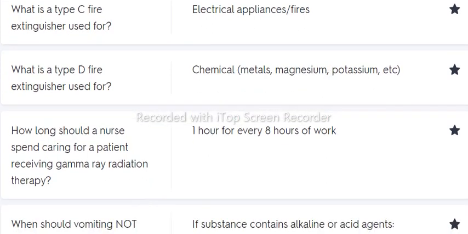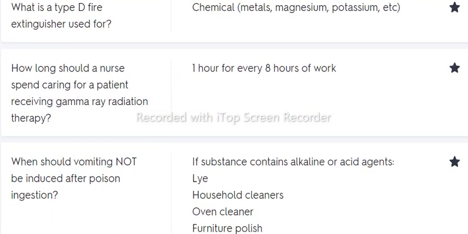What is a type C fire extinguisher used for? Electrical appliance fires. What is a type D fire extinguisher used for? Chemical.